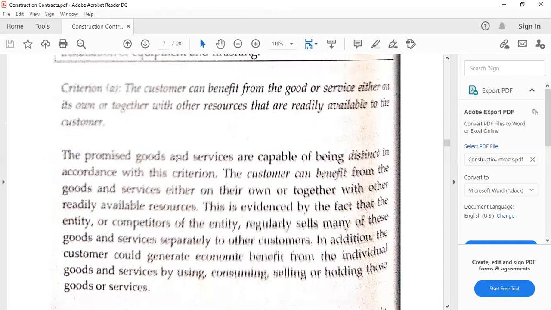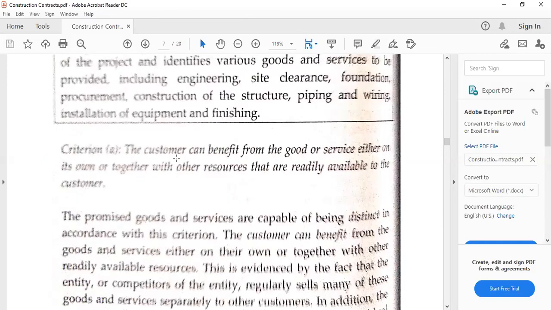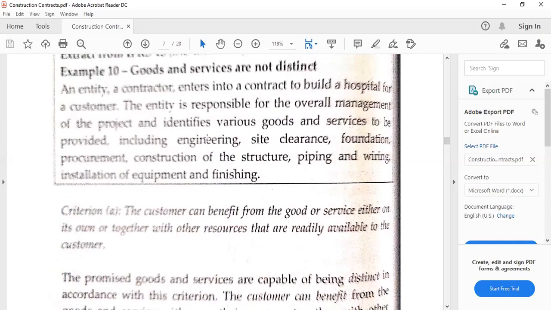In fact, for criterion A, the customer can benefit from this one individually. So let's say the management of the hospital can benefit individually from engineering, site clearance, and so on. This is, for example, a case wherein perhaps the engineering service is given by one entity, the engineering company that provides engineering services, and so on. So different activities done by different entities. So those are separate services provided.